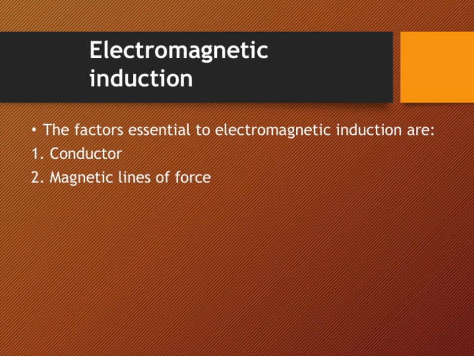Finally, all of this centers around electromagnetic induction itself, the process by which a changing magnetic field induces an electric current in a conductor. When these factors come together, a conductor in a changing magnetic field, an electric current is generated. Understanding these key elements helps us grasp how electromagnetic induction powers many electrical devices and systems we use daily.